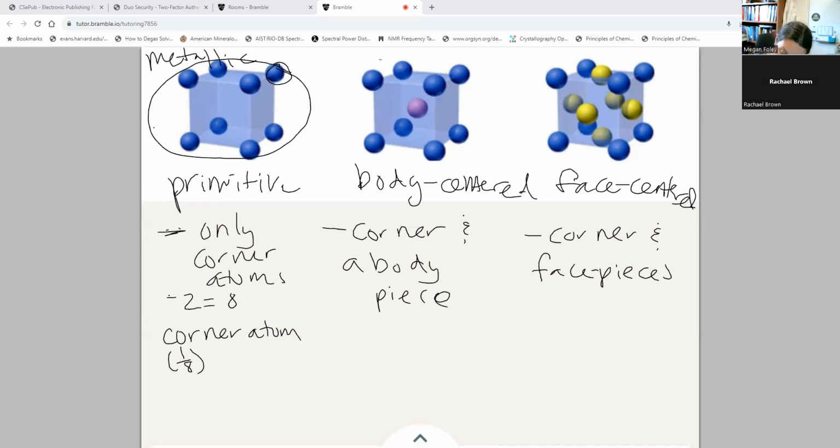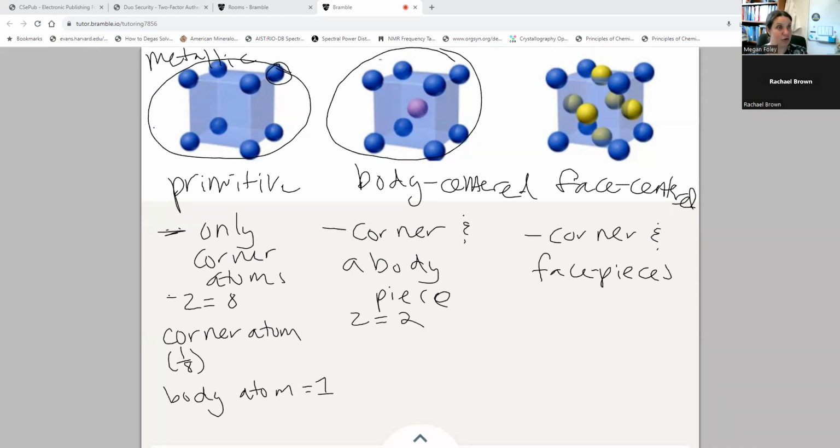With a body piece, that atom is entirely in the unit cell. It's not shared with any other unit cells. So that's going to be 1 total atom. So this unit cell right here, we have 8 corner pieces. Each one's an eighth of an atom. That gives us 1 atom there. And then we have a body piece. So our Z in this case is going to be equal to 2.